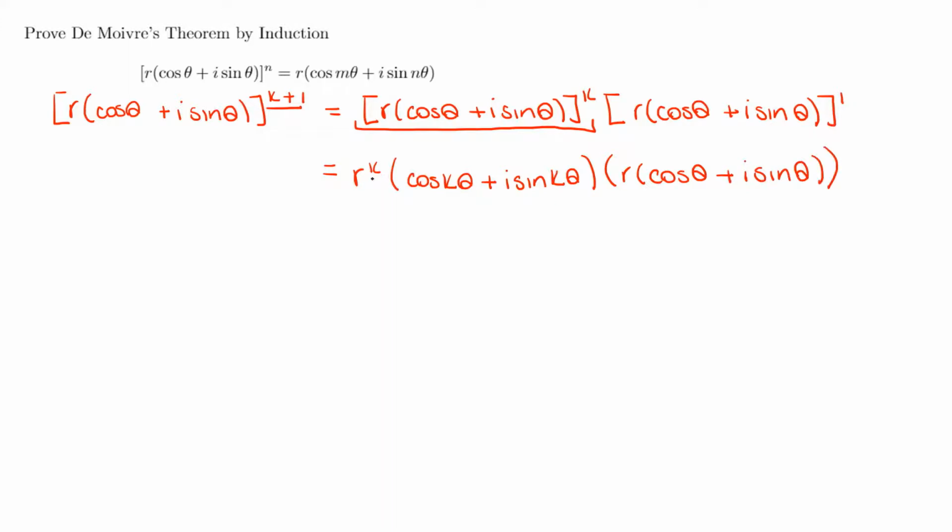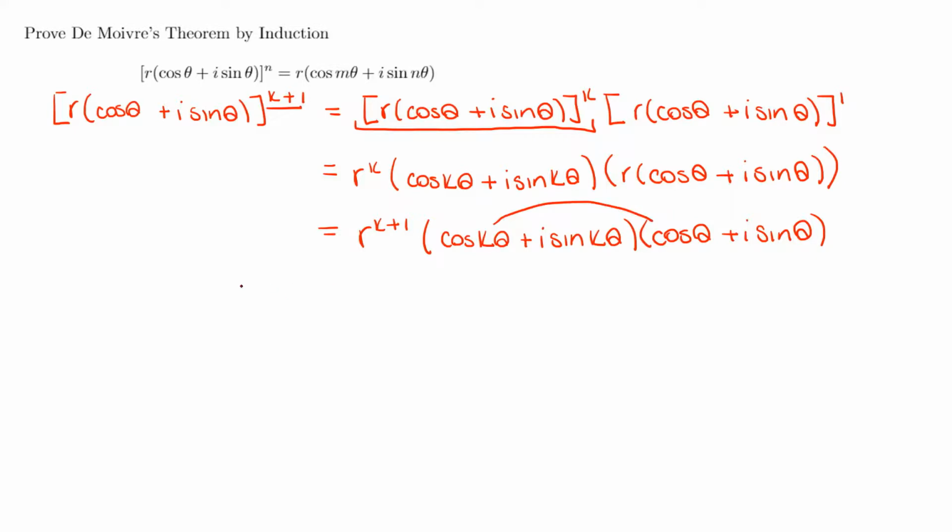Now looking at these two r's, we can multiply them together and get r to the power of k plus 1. And then we're just left with two brackets here, cos of k theta plus i sine of k theta multiplied by cos of theta plus i sine of theta. Now we have two brackets here, so we can multiply them out. So the cos k theta multiplied by the cos of theta, that's going to give us cos k theta cos theta.